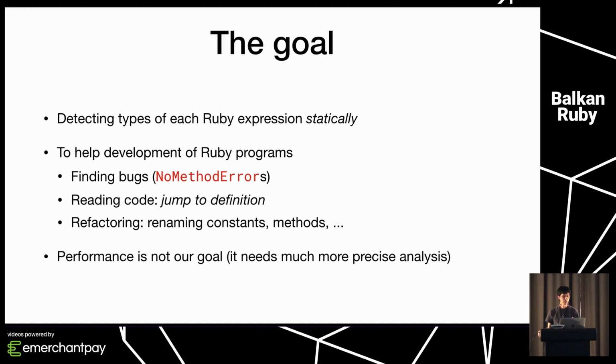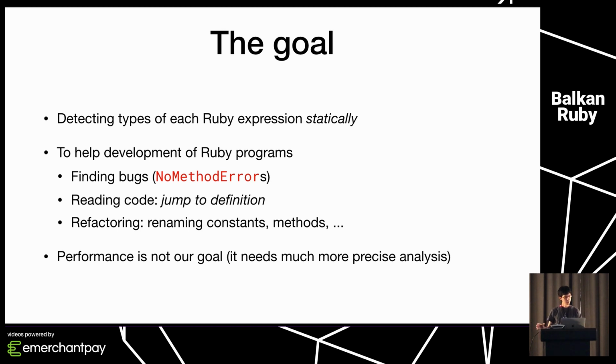Maybe you have the functionality called jump to definition in your IDEs or editors. This kind of feature requires the type of the expressions. So the development of type checkers will help these kinds of features. Another one is refactoring support. If we know the exact type of each expression, it's easier to implement precise refactoring support, like renaming constants or renaming a method of a class or renaming instance variables, that kind of thing.